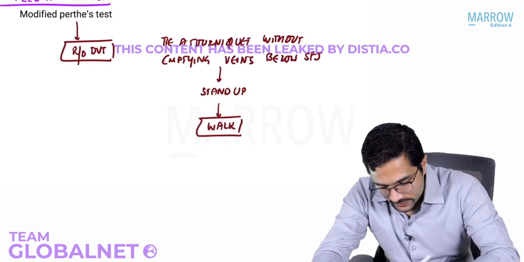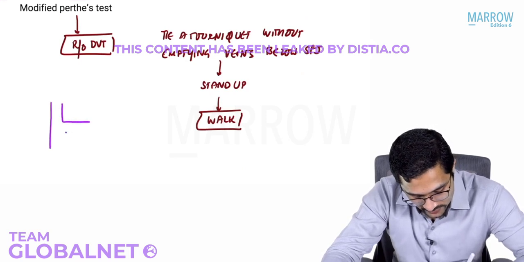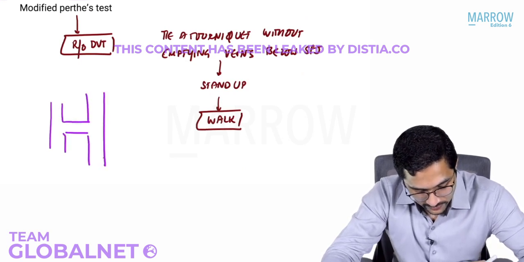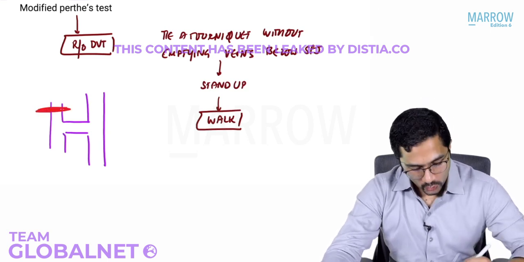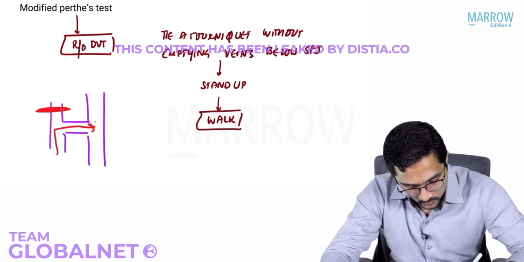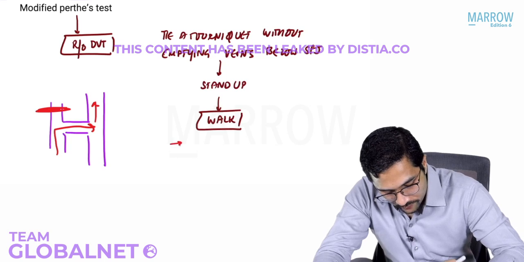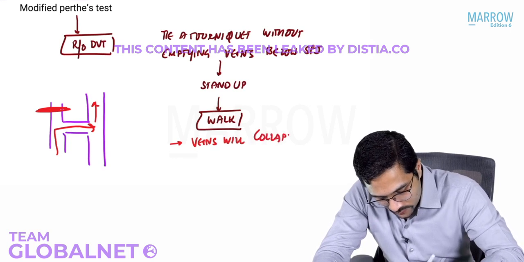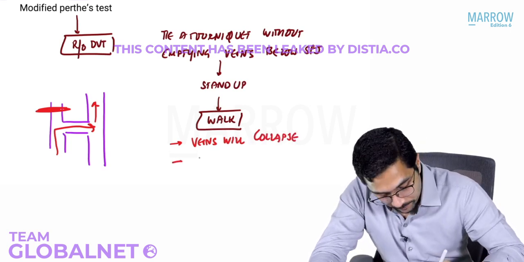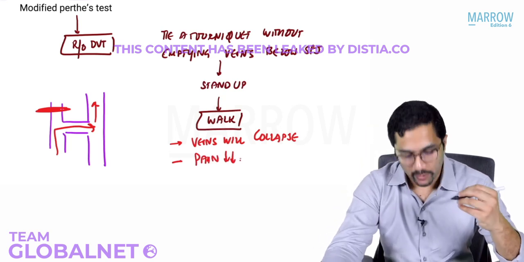So in a normal person, what is going to happen? This is the superficial system, this is the deep system, okay? Now I have occluded the superficial system by tying a tourniquet. In a normal person, all the blood will now flow through the deep system, and when you make the patient walk, the varicose veins will collapse, and the pain will reduce. The patient will not have pain.